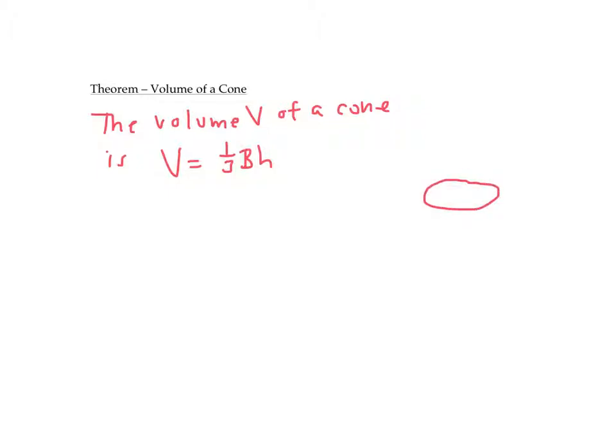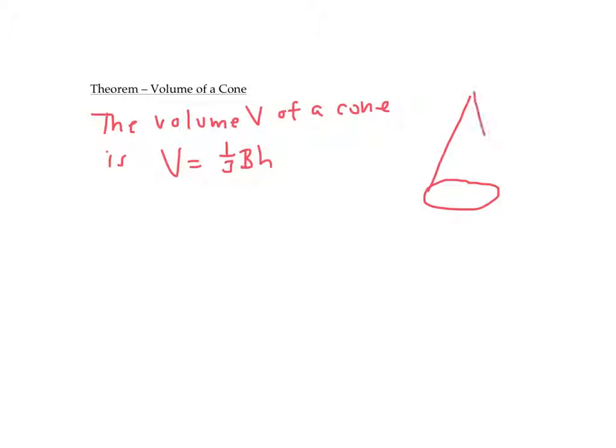Next, we'll take a look at the theorem for the volume of a cone. The volume V of a cone is V equals 1/3 times the area of the base times the height. You might say, well, what's the difference between this and the volume of a pyramid? Well, remember that a cone has a circular base.